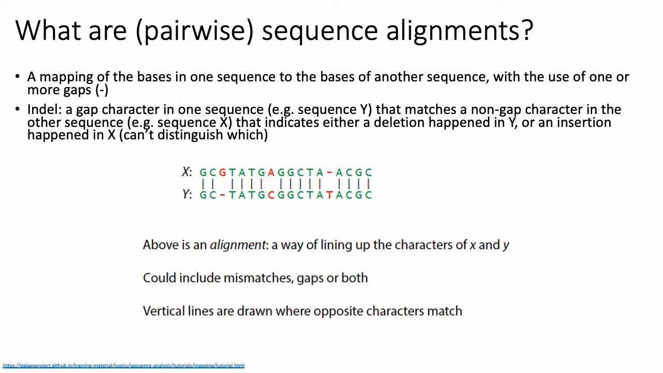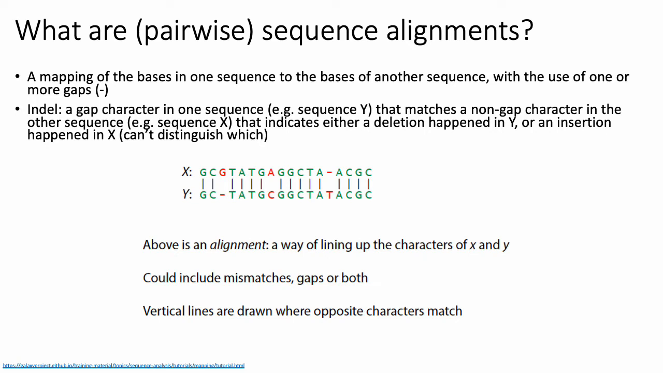So let's start with a basic pairwise sequence alignment between two sequences X and Y. A pairwise alignment is really just a mapping between X and Y, both to visualize and quantify which parts of sequence X match which parts of sequence Y. And here in this toy visualized alignment, you can see that there's a vertical bar that connects bases in X and Y that match, or what we call a match.